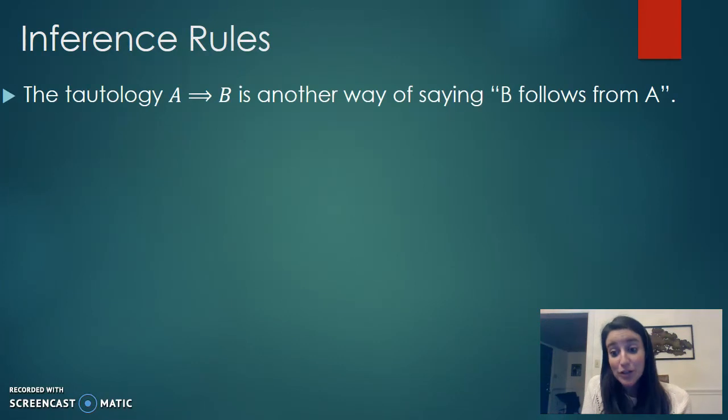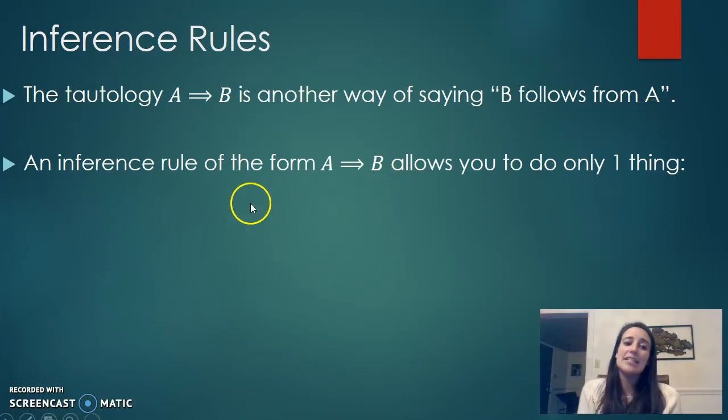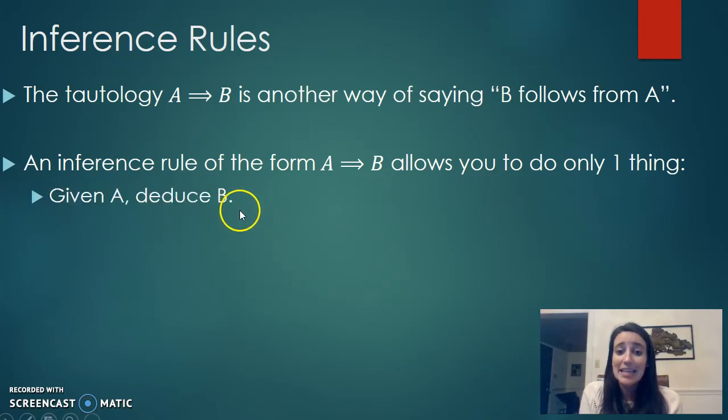Now let's talk about our inference rules. The tautology if A then B is another way of saying B follows from A. And an inference rule of this form allows us to do only one thing. Given A, we can deduce B. This arrow does not go both directions, so we can only read it from left to right. Given A, deduce B. And we cannot make a substitution with an inference rule because this implication arrow does not mean that A is logically equivalent to B. We would need the arrow to go in both directions.